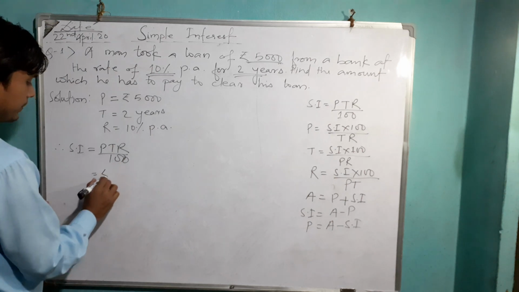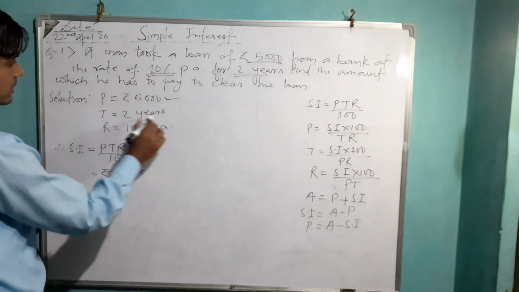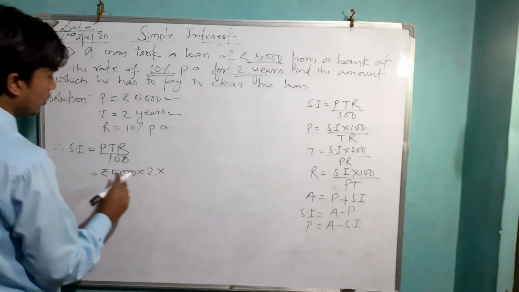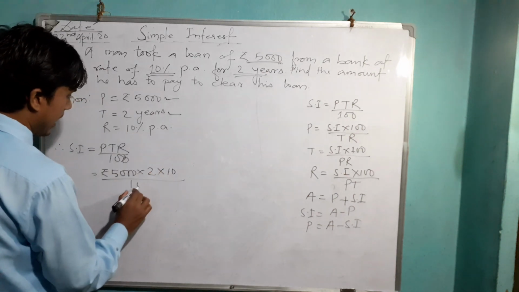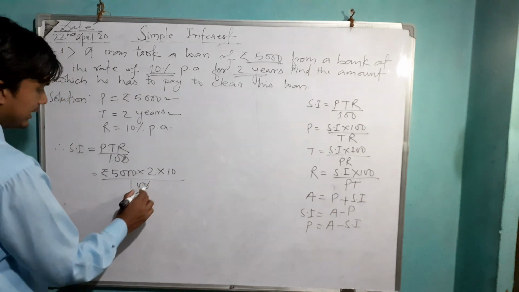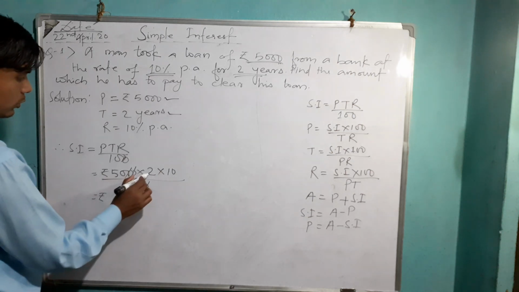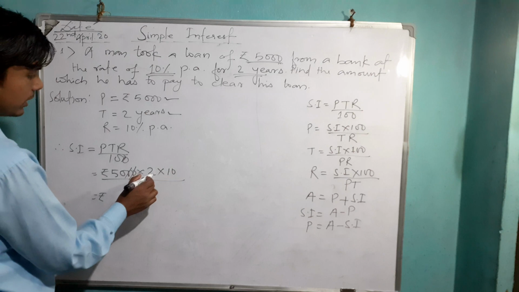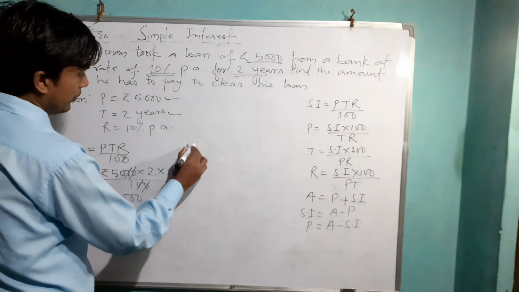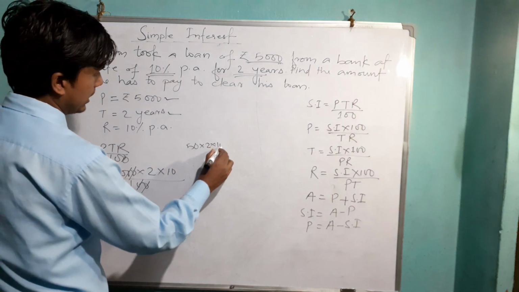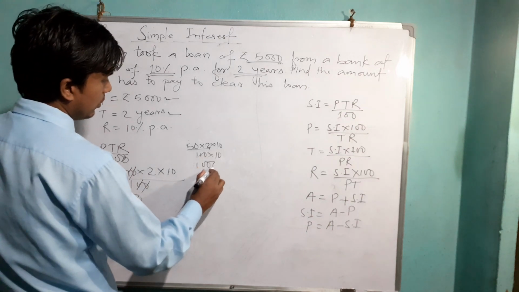Principal is mentioned here, 5,000. So I'll write 5,000 into time, which is 2 years, so 2, into rate, which is 10%, so 10 by 100. Now in these questions, we'll just cancel the zeros. We'll cancel this. Now what we got here is 50 into 2 into 10. So 50 into 2 is 100, and 100 into 10 will be 1000.